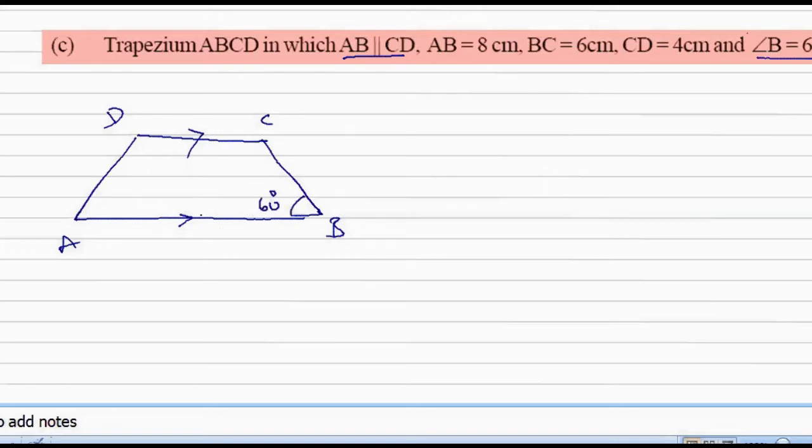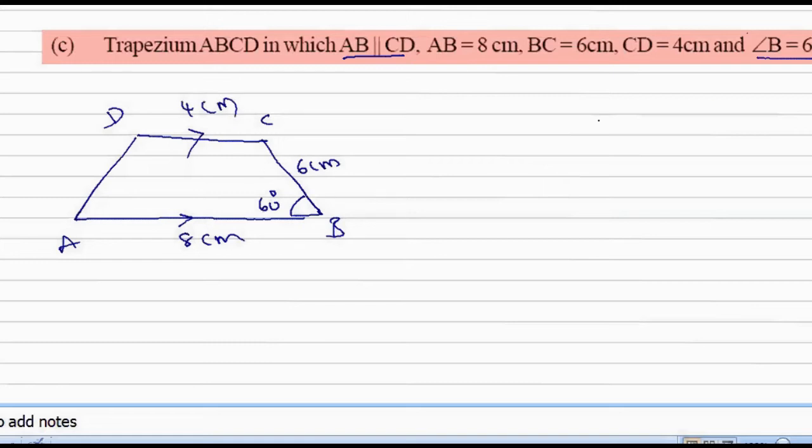So first draw the rough sketch of the trapezium. So this is the trapezium, and label it with A, B, C, and D. They have given here AB is parallel to CD. Why? Because in a trapezium, one pair of sides is parallel. And they have given angle B is equal to 60 degrees. Now AB is 8 centimeters, BC is 6 centimeters and CD is 4 centimeters. Now we require one more angle actually.